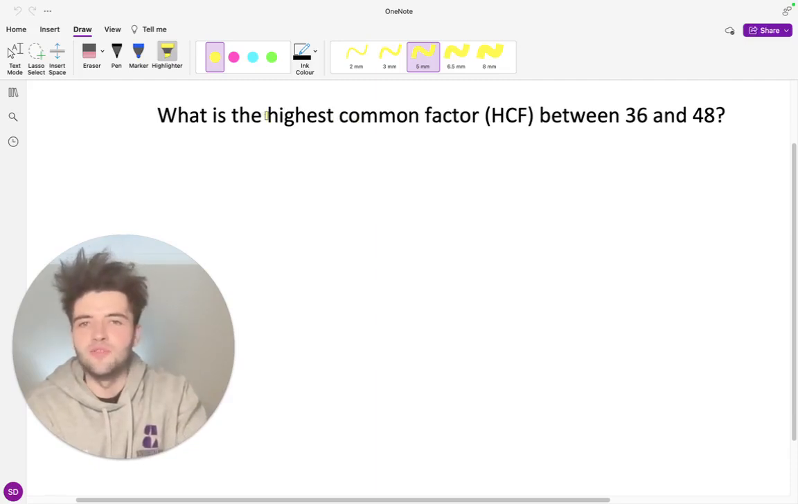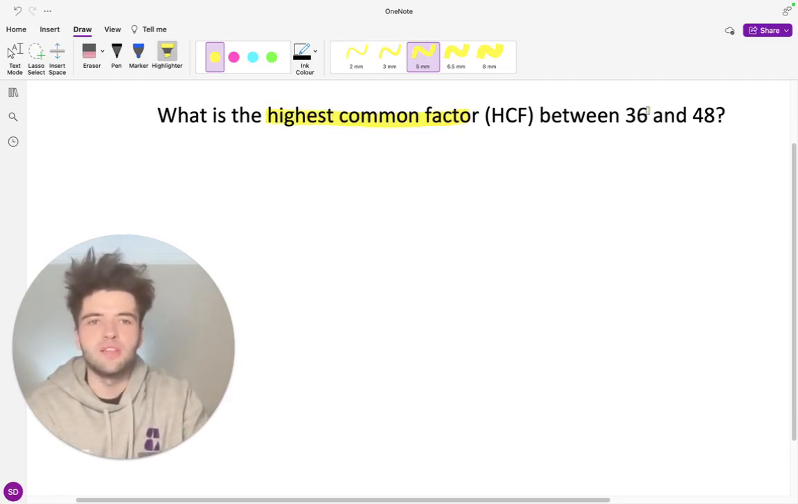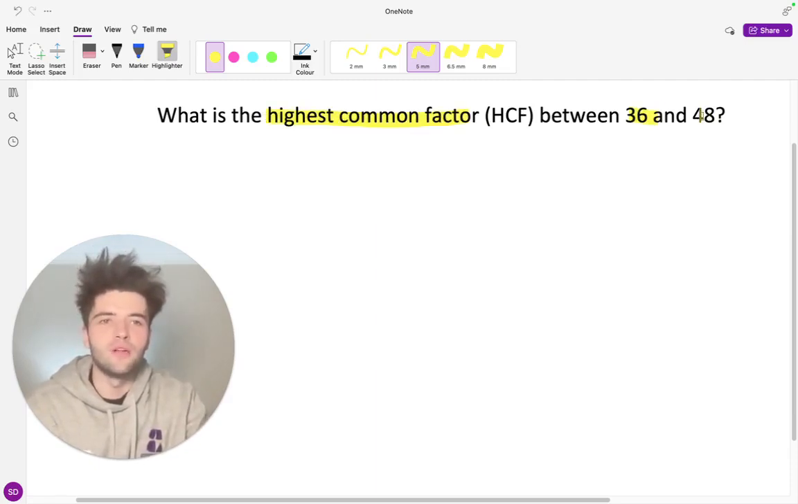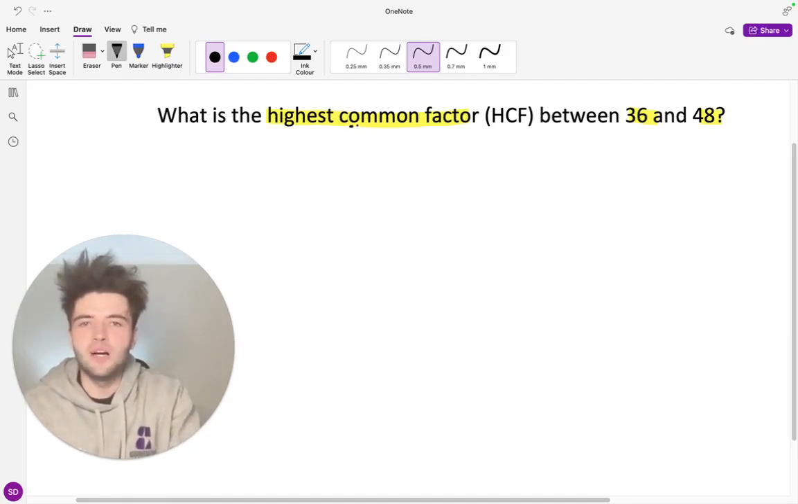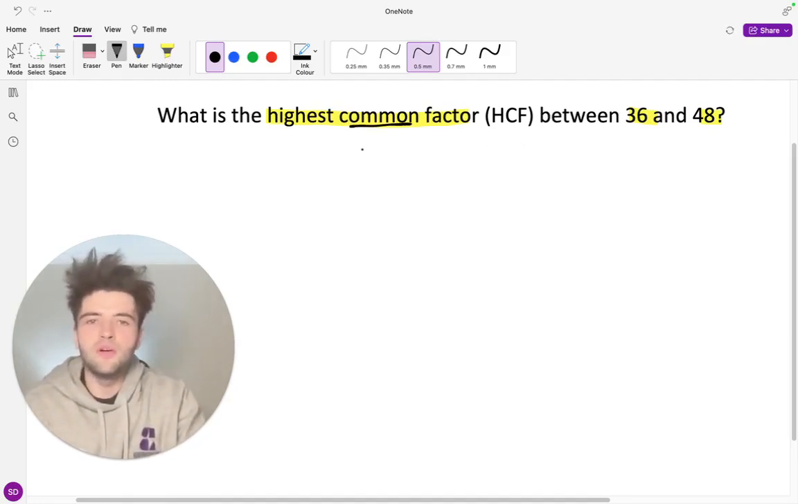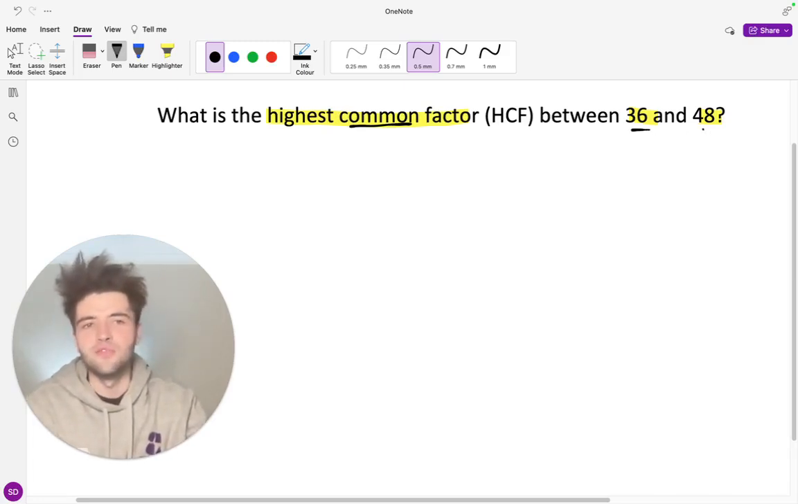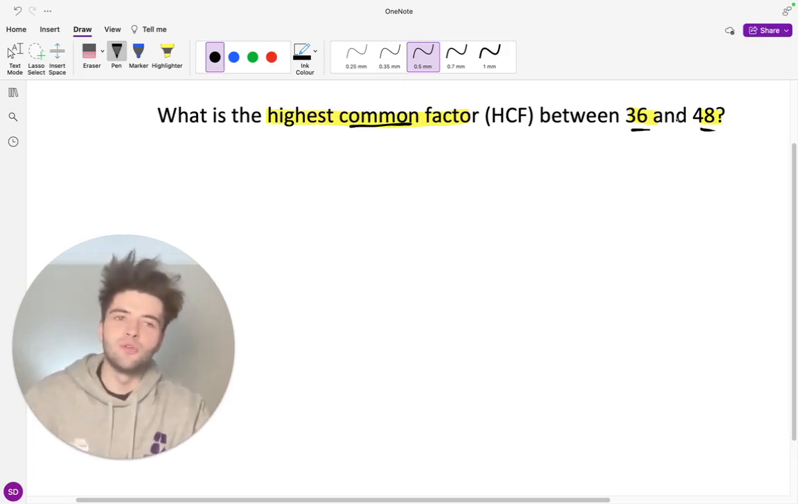So in this question, we're asked to find the highest common factor between the numbers 36 and 48. And so basically when we're asked to find the highest common factor, what we're looking for is a number. It could be any number that is going to be a number that goes into 36 and also 48. And it's going to be the highest number that goes into both.